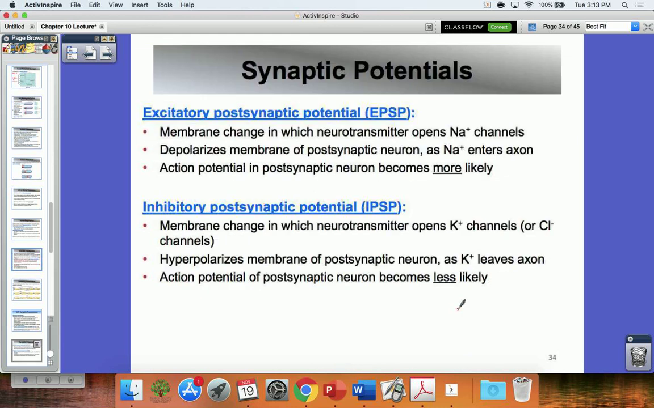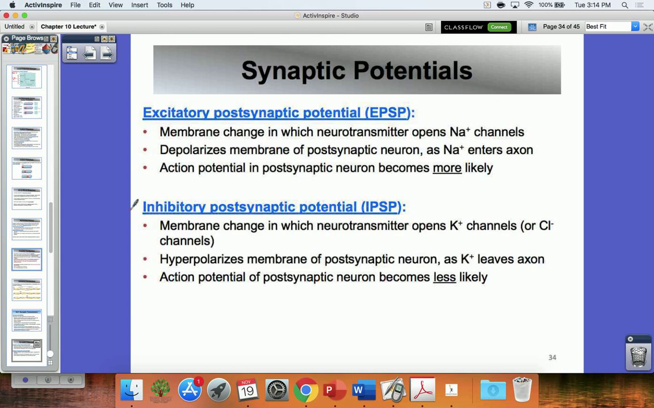Same thing here. It's just synaptic potentials. It says the membrane change in which a neurotransmitter opens the sodium channels. Same thing we were just referring to. This is just specifically talking about the postsynaptic potential. Remember, postsynaptic is after the synapse, so the potential of it to open the sodium channels for excitatory postsynaptic potential. That means that these sodium channels will be open and it could possibly depolarize towards the threshold stimulus and toward the action potential, and it's going to be, of course, more likely.